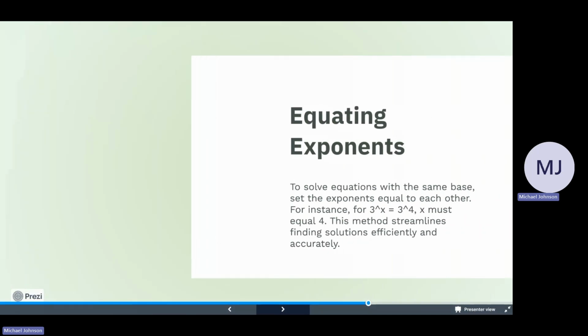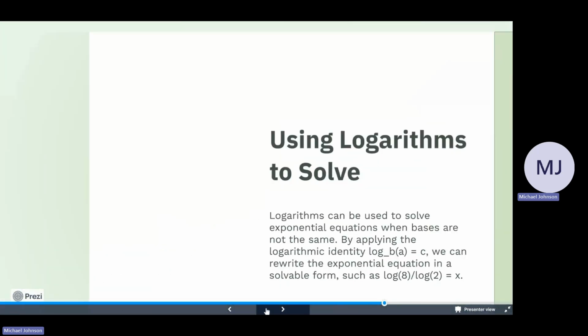To solve equations with the same base, set the exponents equal to each other. For instance, 3 to the x equals 3 to the 4. x must equal 4. This method streamlines finding solutions efficiently and accurately.